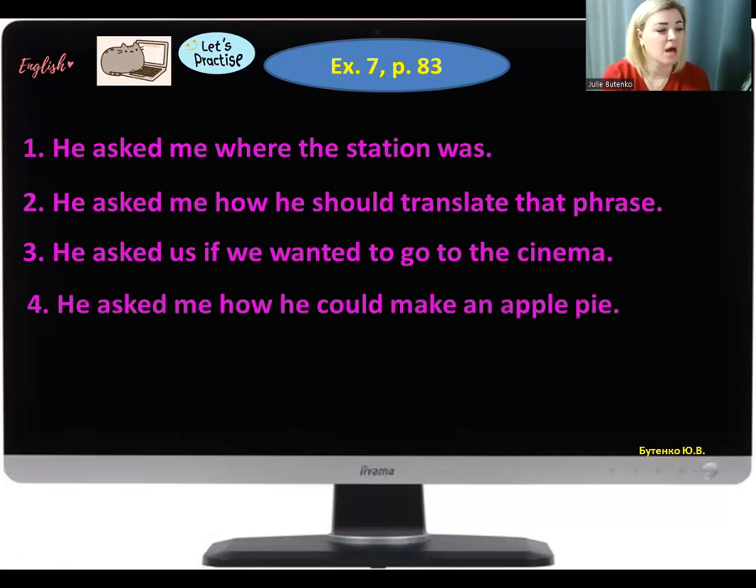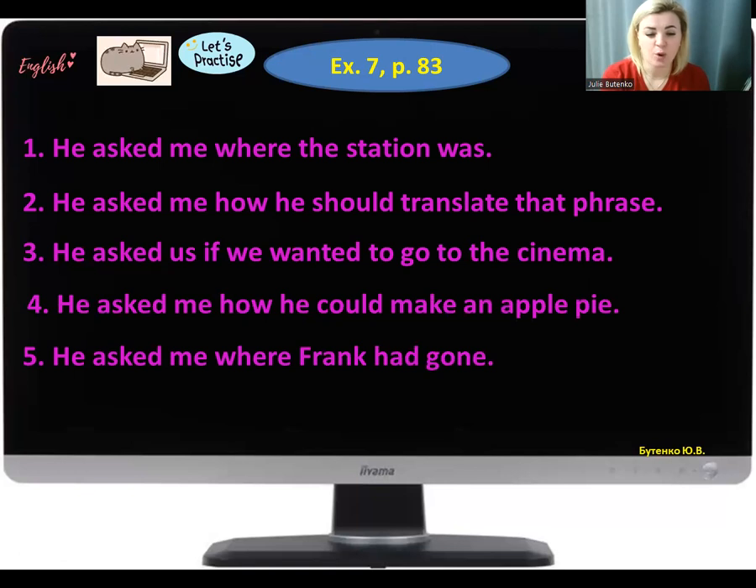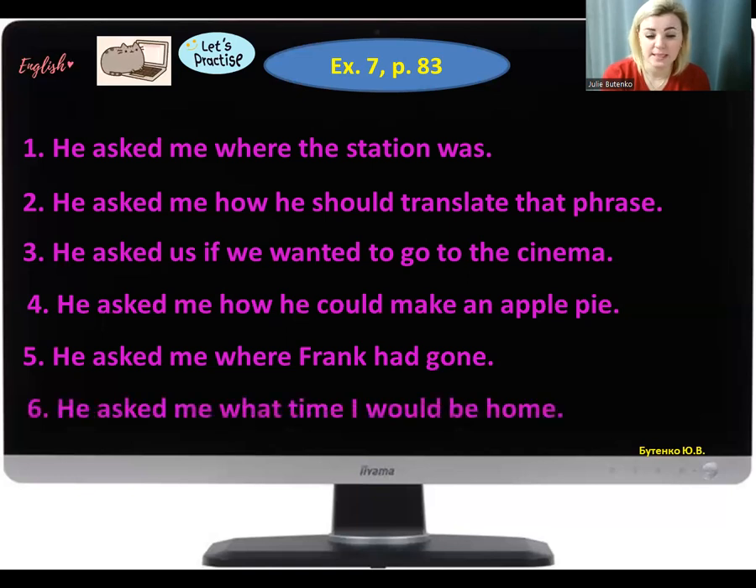Number 5. Where did Frank go? Special question. He asked me where Frank had gone. Past simple, past perfect. And the last one, number 6. What time will you be home? Special question. He asked me what time I would be home.